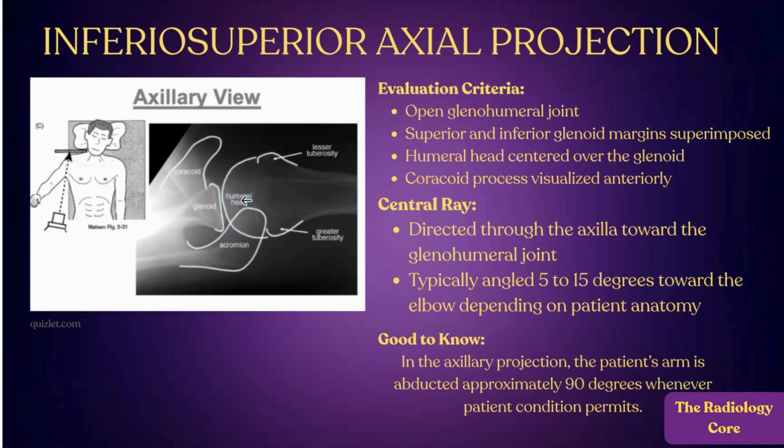The central ray is directed through the axilla towards the glenohumeral joint, which is seen here, and typically angled 5 to 15 degrees towards the patient's elbow, depending on the patient's anatomy. And it's also good to know in the axillary projection that the patient's arm is abducted approximately 90 degrees whenever patient conditions permit. So again, if they cannot get their arm out that far, then you may have to increase your angle so you can see the joint space more open. Be mindful though, if you are using an image receptor with a grid, that the more you angle, the more grid cutoff could be seen.